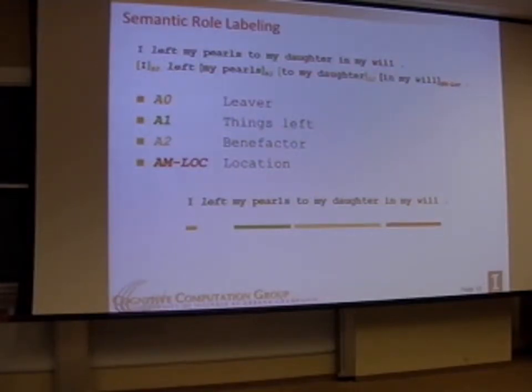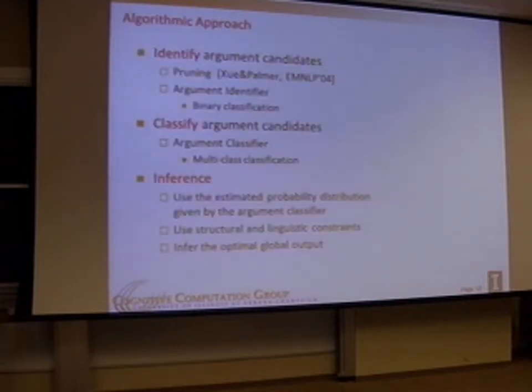I want to be able to parse this sentence. I left my pearls to my daughter in my will. As A0, I am the leaver, my pearls are the things left, to my daughter, that's the benefactor. And in my will is some kind of a location adjunct. So what is an algorithmic approach?